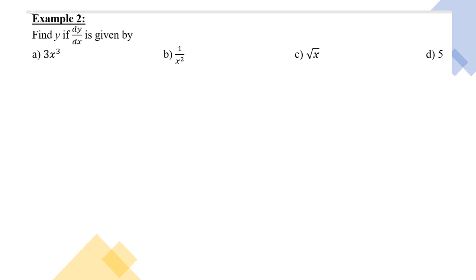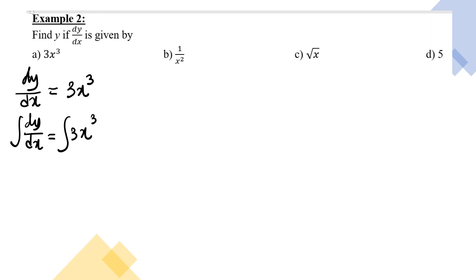Alright, let's look at example 2. You're asked to find y if dy/dx is given by 3x cubed. So what's the first step you need to do? The first step is to write down dy/dx equals 3x cubed. Second step is to introduce the integration sign to both sides. Third step is to multiply both sides by dx.